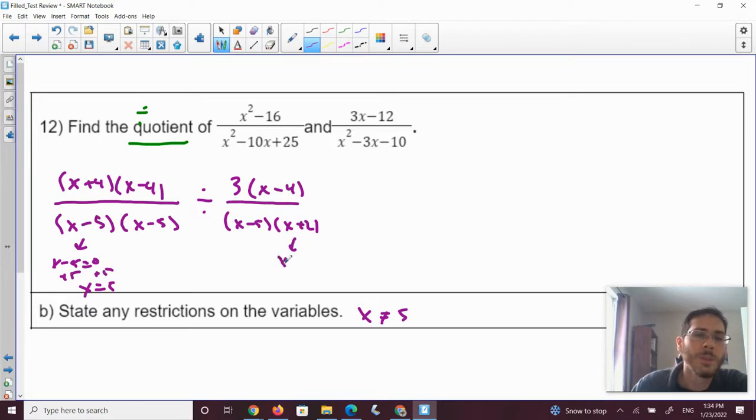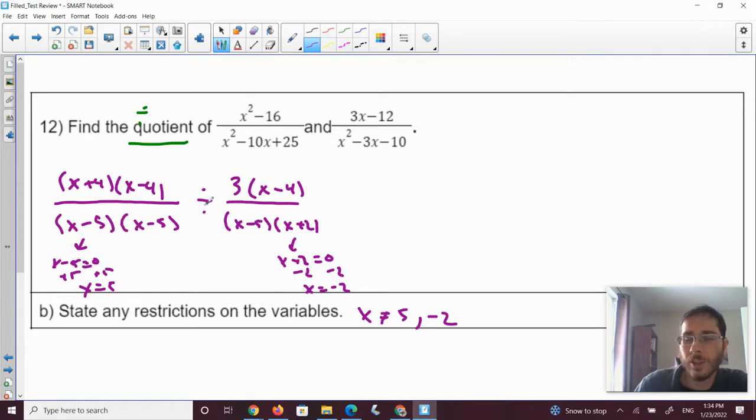X plus 2, though, is different. So x plus 2 equals 0. Subtract 2 from both sides. X equals negative 2. X is not allowed to be negative 2. All right, so far, not too bad. Kind of looks like some things we've done before. Again, you just have to remember to factor cleanly.